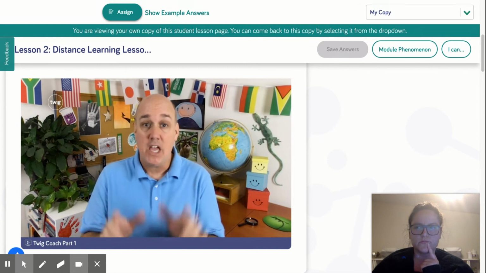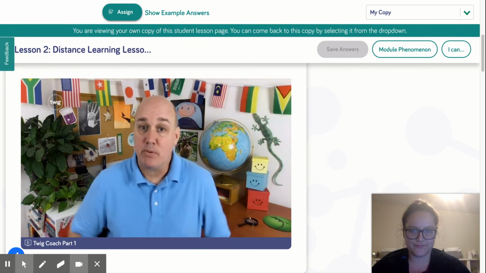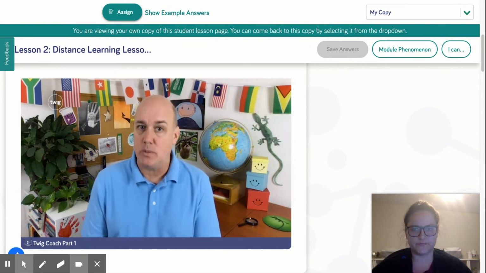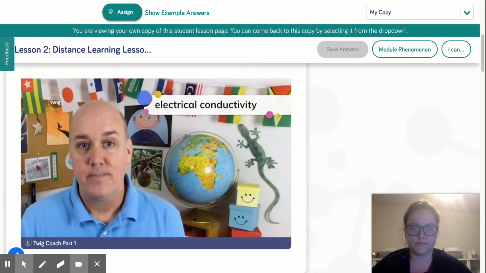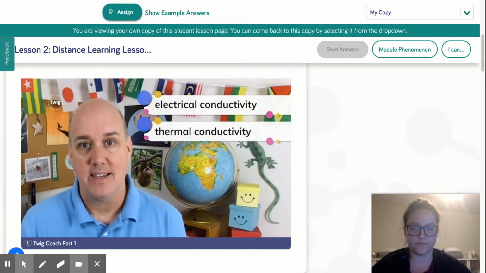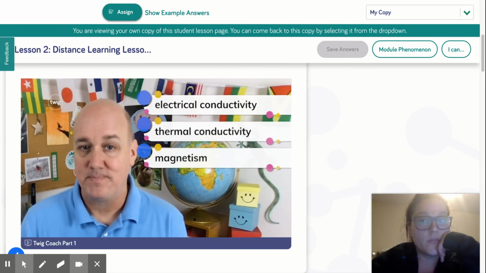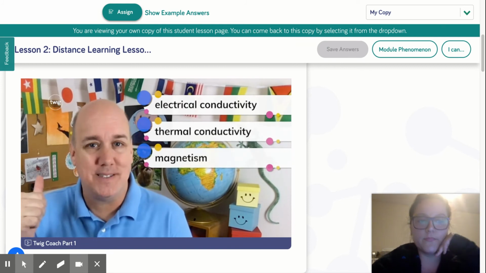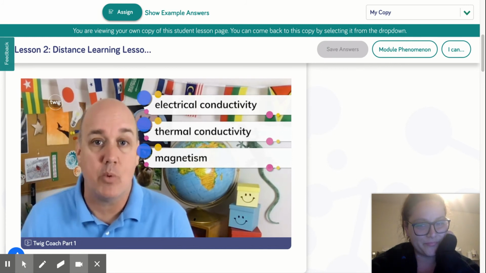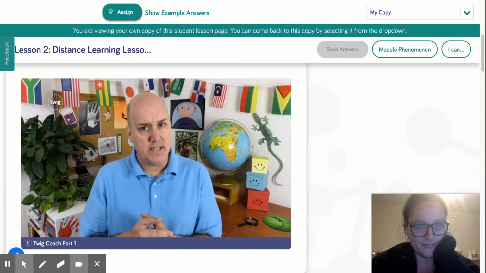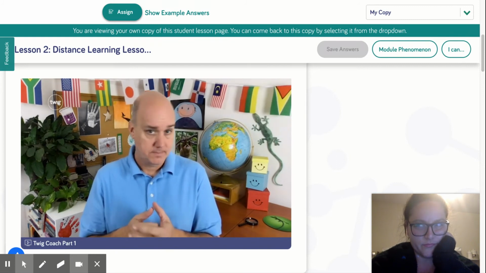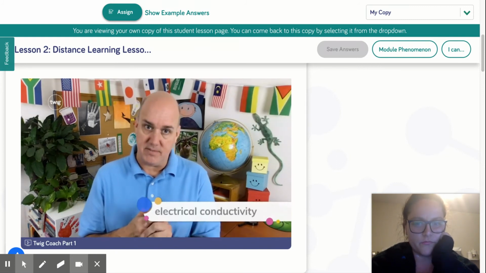Well, today, we are going to investigate some properties that are not as easy to observe. These are electrical conductivity, thermal conductivity, and magnetism. In a moment, we'll head back to the Twig Science Lab to conduct some more tests. But first, conductivity is the ability to flow through a material. So what does electrical conductivity mean?